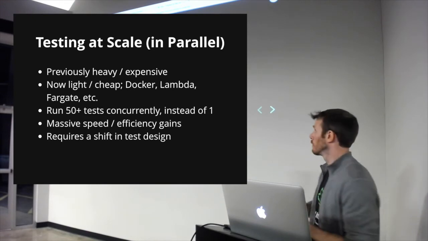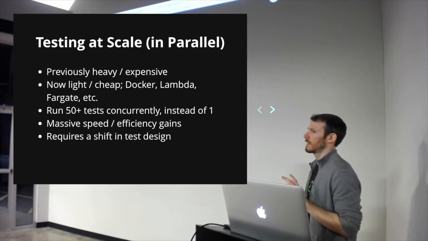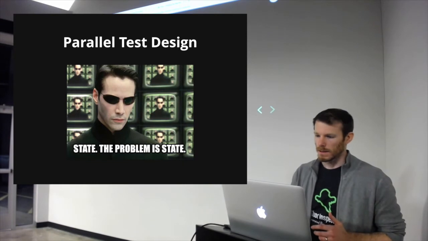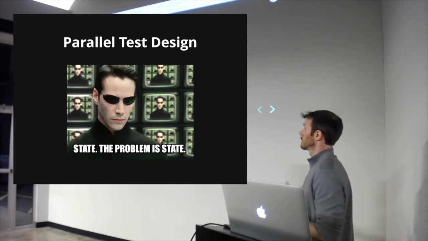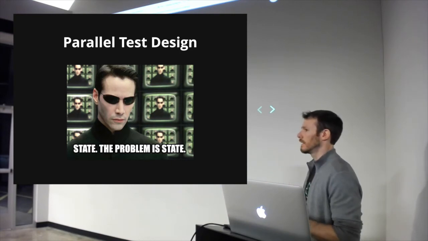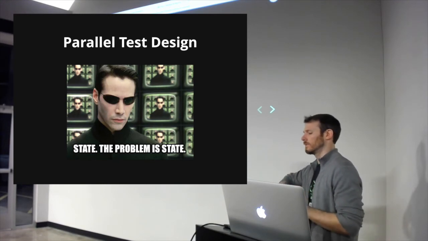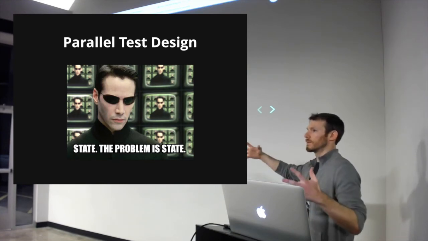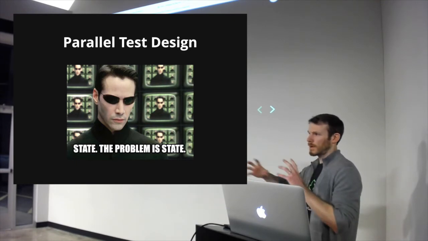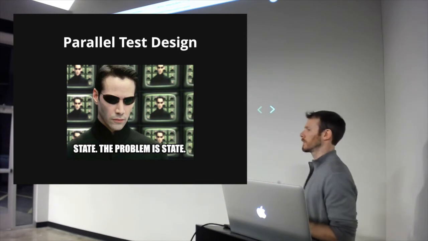But when you're moving to that kind of setup, there's a real shift in your test design that needs to happen. And that change, this is my obligatory meme, really revolves around state. What I mean by state is the data that your test is going to create, manipulate, or need to run. How is that data going to get there? Are these tests conflicting when they all touch the same data? How does that all get set up? That becomes a big challenge when you're testing in parallel.